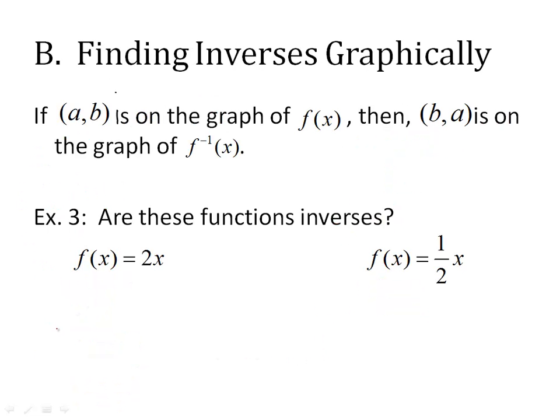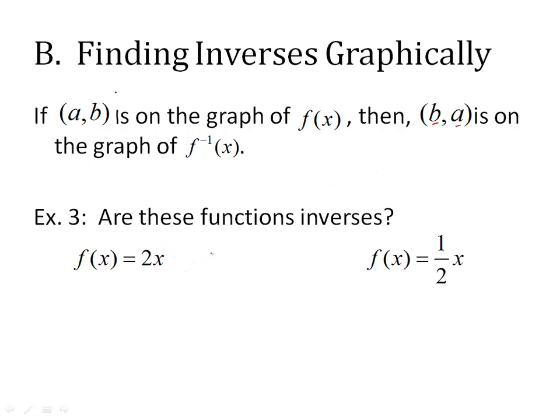Now we can find the inverses graphically as well. If (a, b) is on the graph of a function, (a, b) being any given point, then (b, a), notice I switched the x and the y values from the original, is on the graph of its inverse. So you're just looking to see that the x and the y values are being switched. So you'll have problems that look like this.